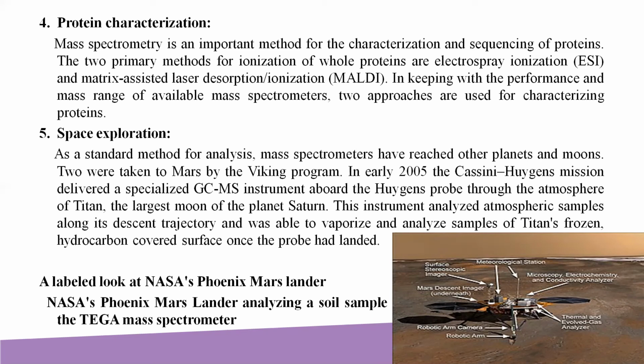This is a landed look at NASA's Phoenix Mars lander. NASA's Phoenix Mars lander analyzing a soil sample from the Rosie Trench with the TEGA mass spectrometer. These measurements compared the abundance of isotopes of each particle to Earth's natural abundance.